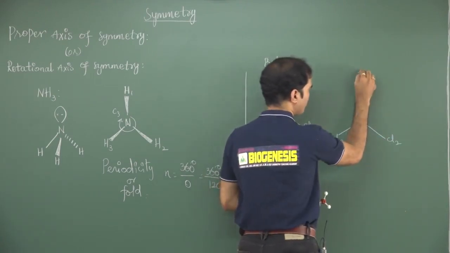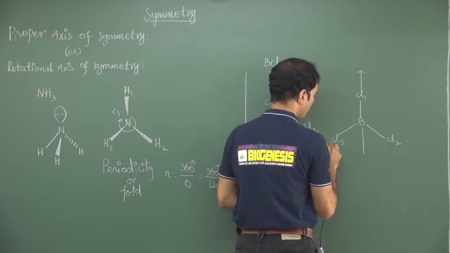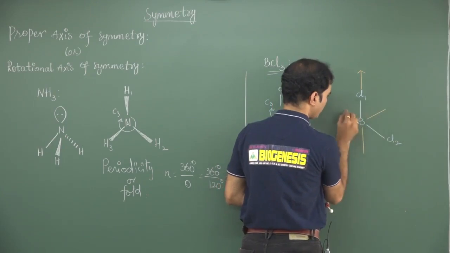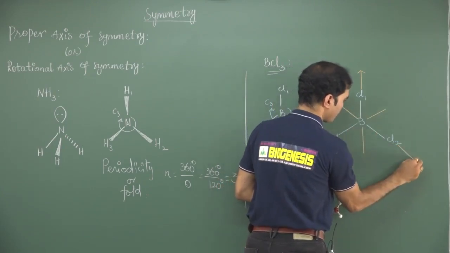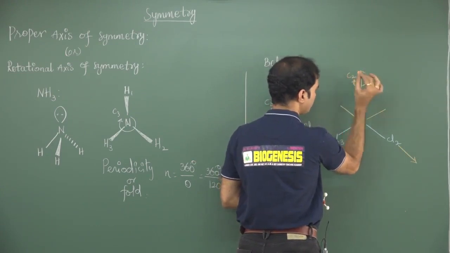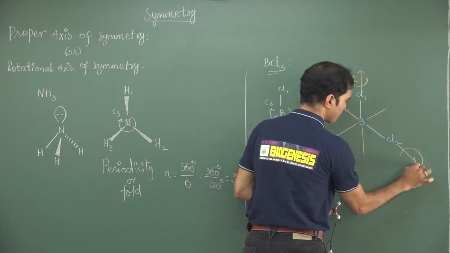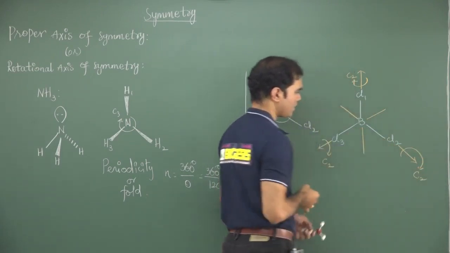From whichever atom the rotational axis passes, that atom remains. They do not shift or exchange their position, but the other atoms will exchange. Supposing that this is one C2, this is a second C2, and this is a third C2.